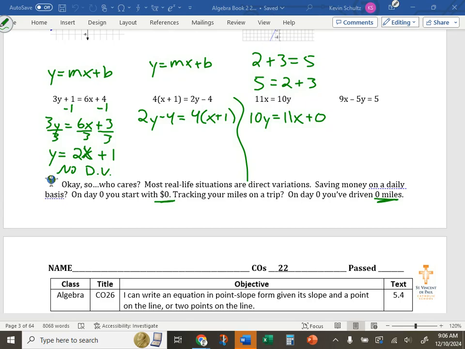All right, your homework is to finish the page, identify when direct variation exists, and then what is the constant of variation as well.